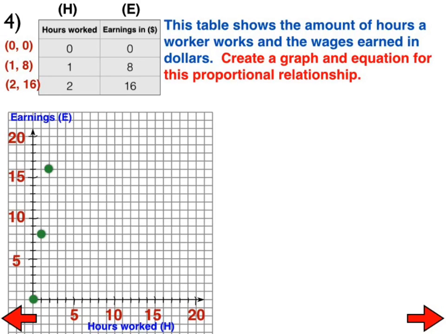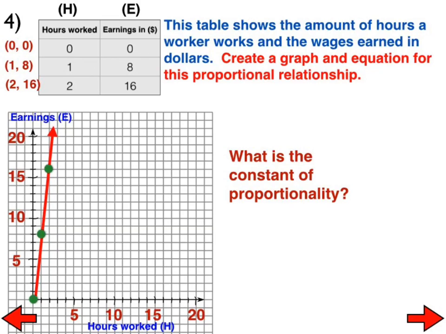And I noticed when I walked around and looked, a few of you graphed it the opposite way because you're mixing up how to write your ordered pairs, Ivan. And that's what the graph should look like, not a mixed up version of that. I think some of you are writing your ordered pairs backwards. What is the constant of proportionality?